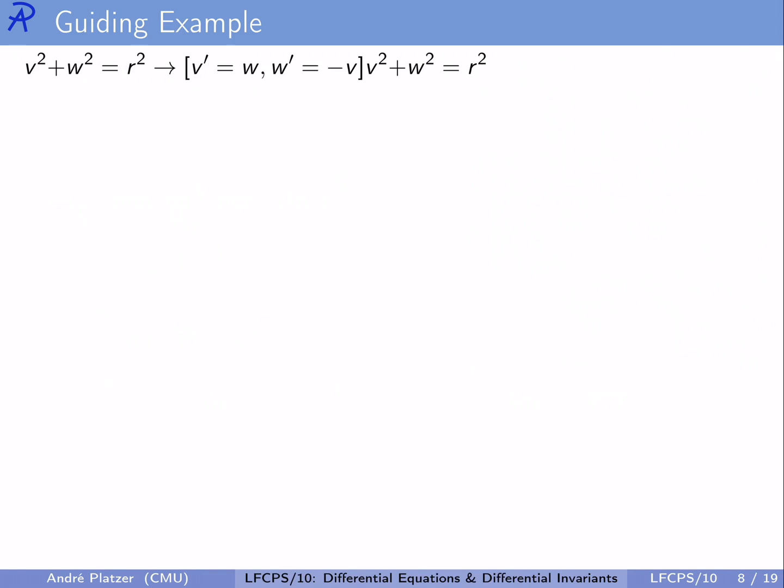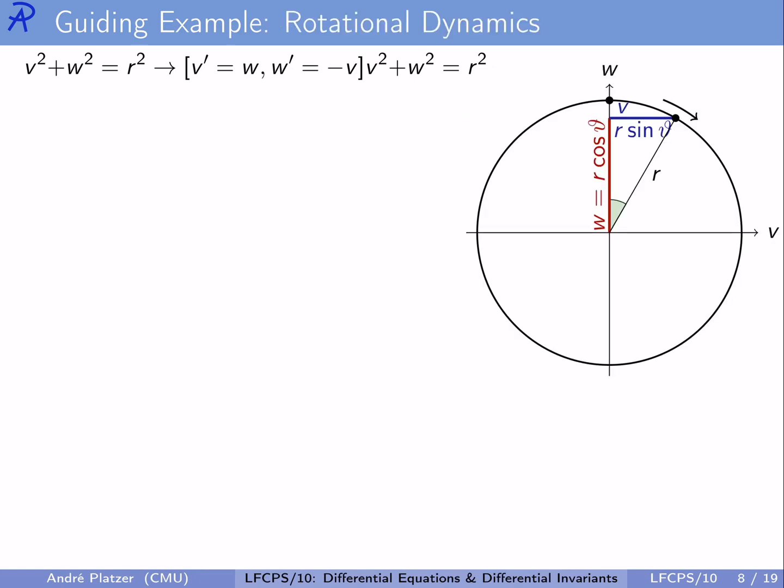Here's a simple example that says if v squared plus w squared is r squared, then always when we're following this differential equation, v prime equals w and w prime equals minus v, it remains the case that v squared plus w squared is r squared. Please resist your urge and temptation to solve this ODE. Don't even worry about it. Here is the solution. Okay.